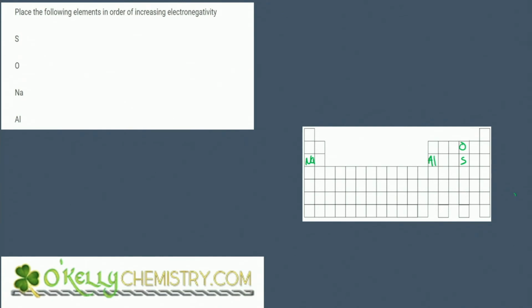So ultimately we need to put these in order. So we'll move left to right. So it will be sodium, aluminum, sulfur, and then oxygen. So again, we're moving towards fluorine, and that's why we put them in this order.